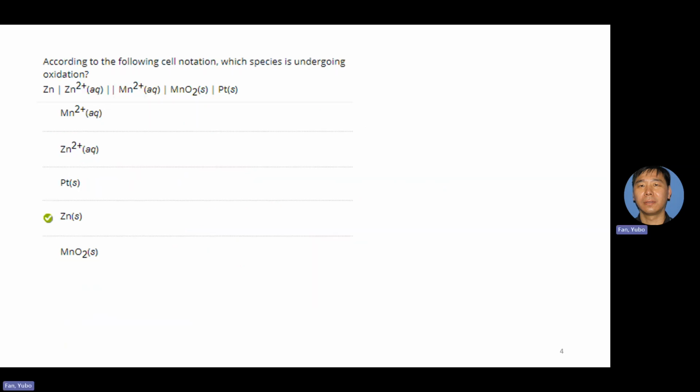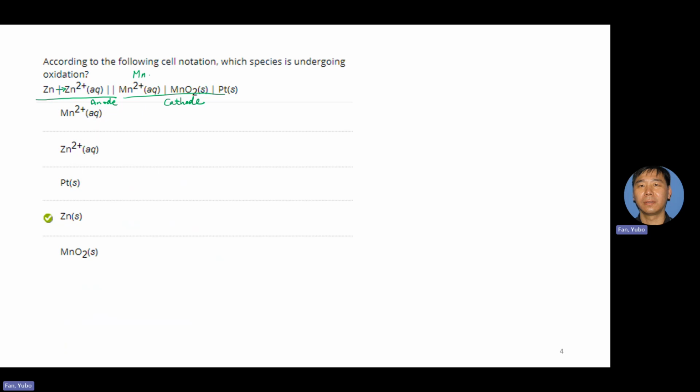Next one. According to the following cell notation, which species is undergoing oxidation? When we have this cell notation, basically the left side is the anode and the right side is the cathode. So if you write the reaction, zinc is oxidized to form zinc 2 plus, and manganese 2 plus is oxidized to form manganese. Oh, it should be the opposite. I don't think this is written correctly. The right side should be reduced.